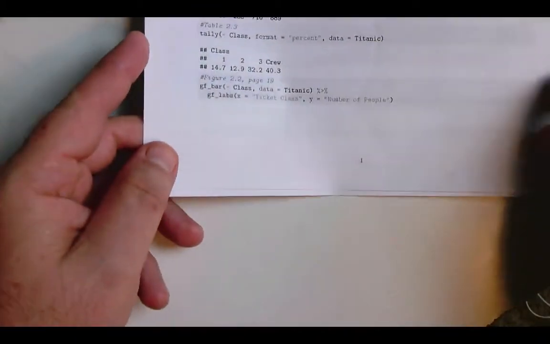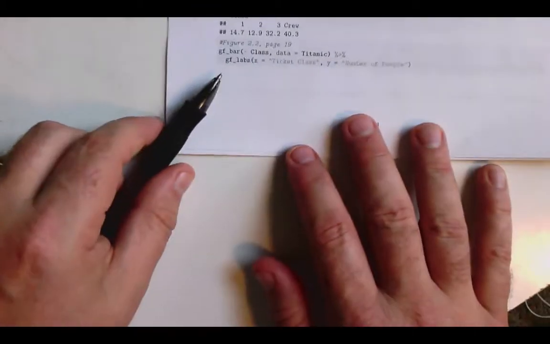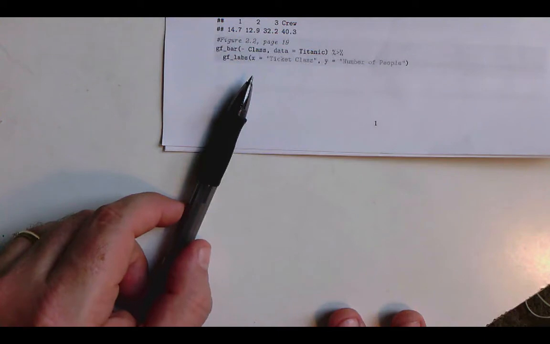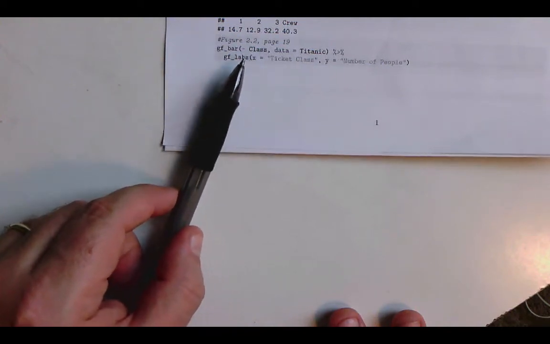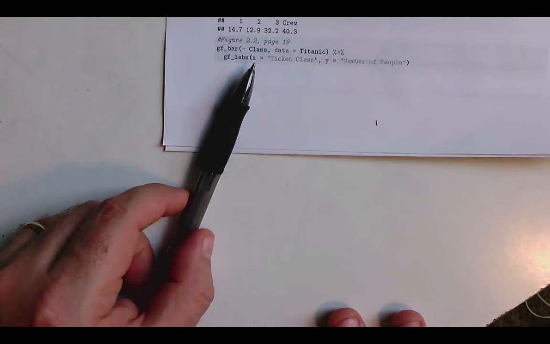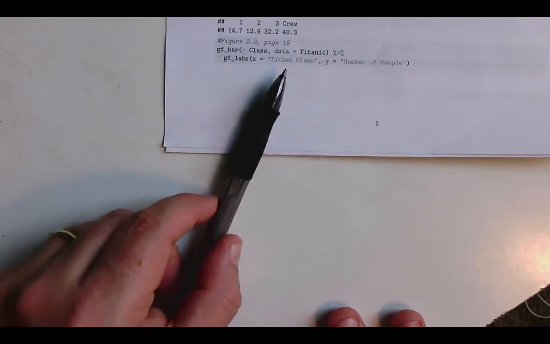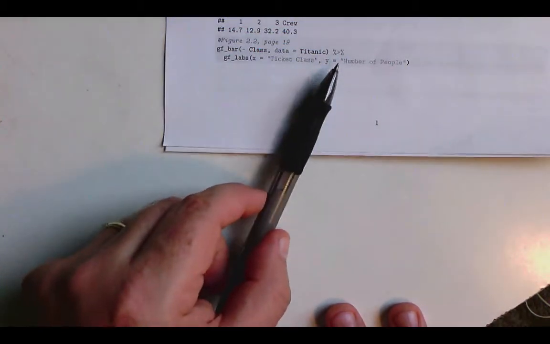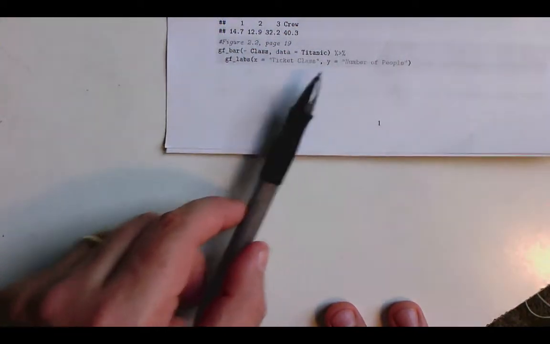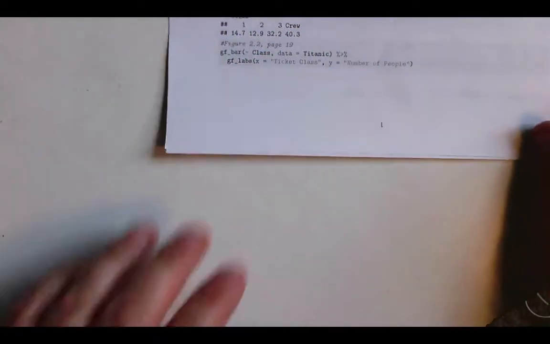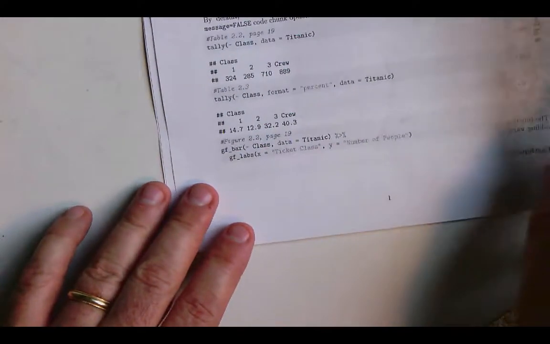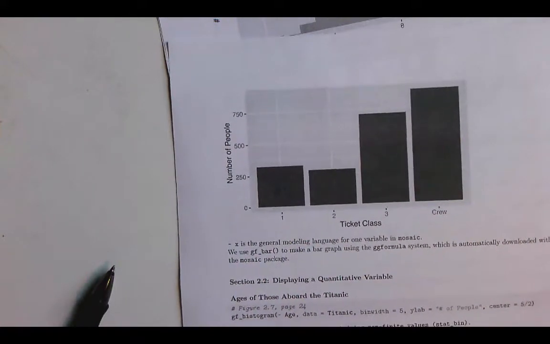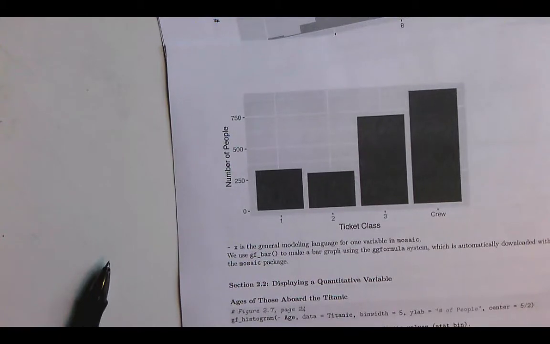We can use something called gf_bar. gf_bar is a function that will go ahead and generate a bar chart. And this is an example of this mosaic modeling language you'll be using throughout the semester. Tilde class says we want to be looking at the class variable as the variable to be displaying. And data equals Titanic says please take this from the Titanic data set. We are using piping here to go ahead and just clean up our labels here for X and Y. And what we see then on the next page is a bar chart for that. This general modeling language, the tilde X, is something we're going to be seeing throughout the semester.